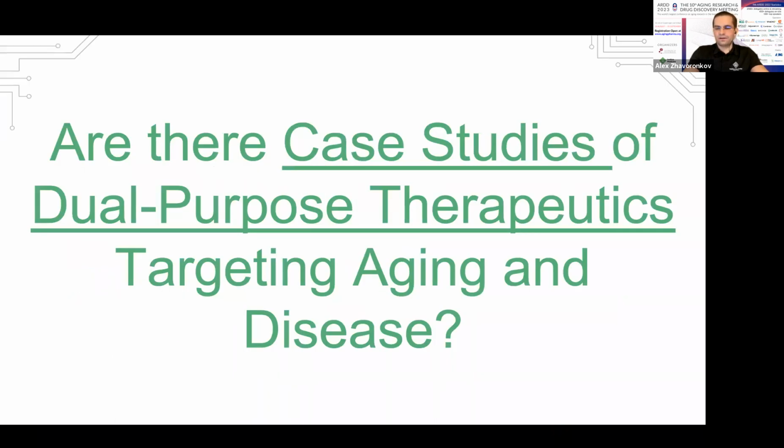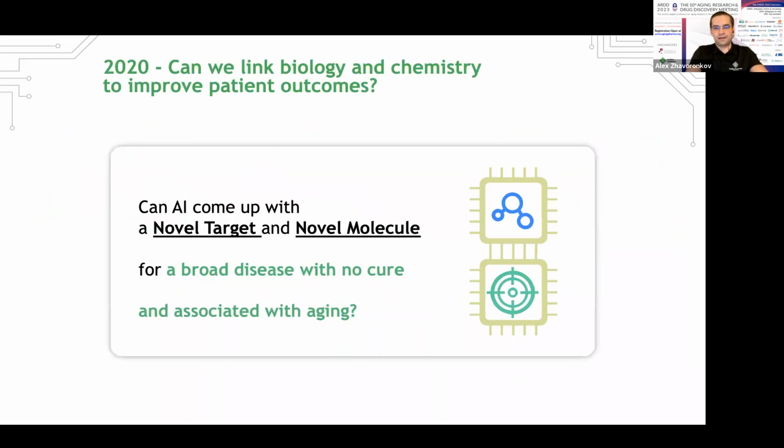But now imagine that we are not just stopping at drug design, and instead of just showing it at the conference, we go and synthesize and do a real therapeutic program. So in 2019, I got this idea: why don't we utilize our entire software suite, just like what we've just showed you for ALS, but for some other disease that is age-associated, and we can go for a novel target, a novel molecule for a broad disease with no cure.